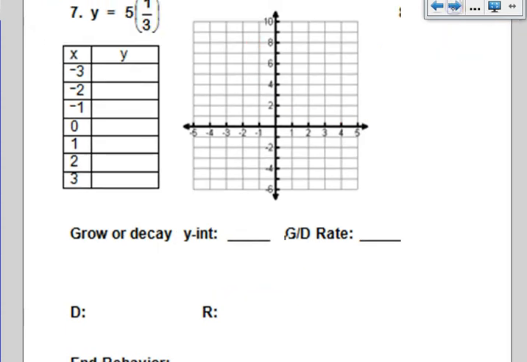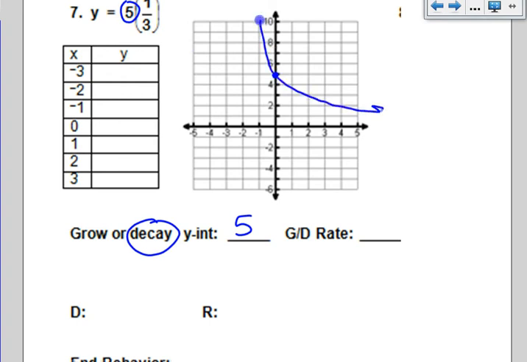Okay, the next function I'm going to kind of cheat, but if you want to go ahead to your calculator and type this in to get your table, that's fine. This is going to be a decay graph, and the y-intercept is going to be at 5. I can tell that because the base is less than 1, and the number in front is my new y-intercept. So again, I'm going to be a little sloppy here. You're going to be a lot more accurate.